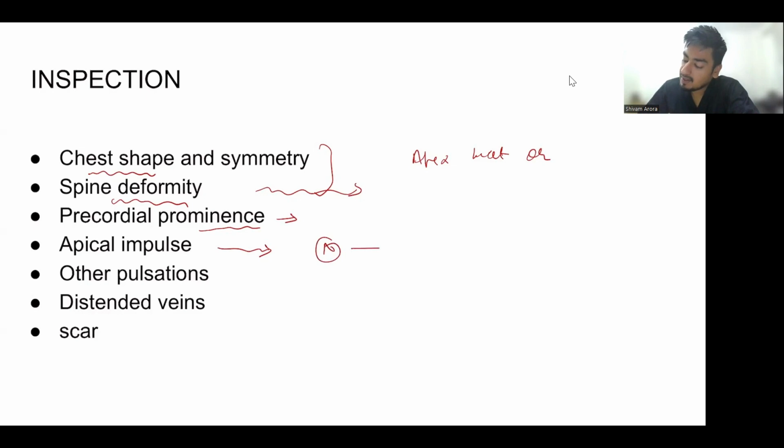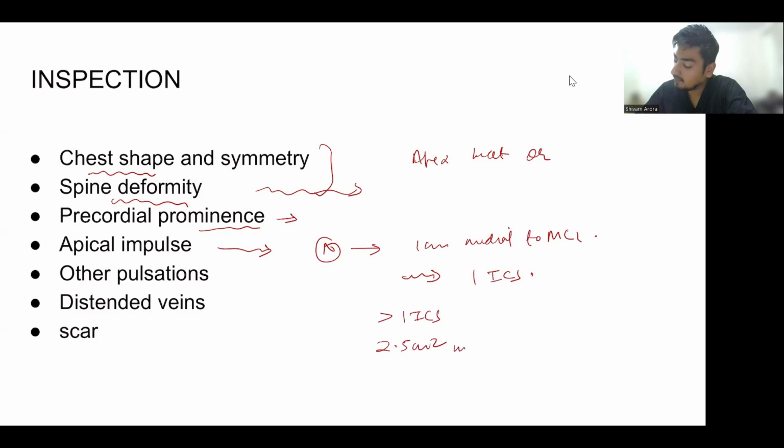The normal position of the apical impulse is 1 centimeter medial to the mid-clavicular line, and it is generally visible in one intercostal space. If it is visible in more than one intercostal space, it means the area is more than 2.5 centimeters square. Call it a diffuse apex.